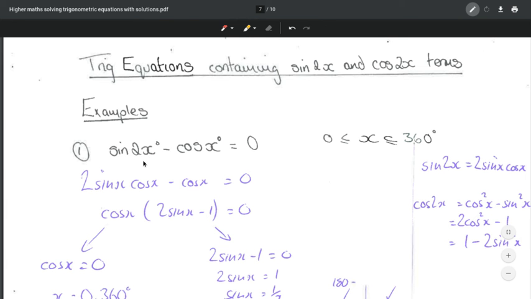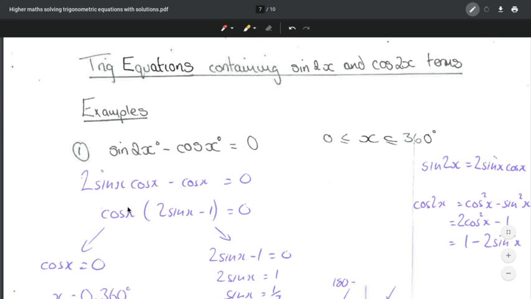So here we have a double angle, 2x. If I replace that with 2 sine x cosine x, remember guys, we are given that in the exam. We don't need to remember that, we just need to be able to use it. So 2 sine x cosine x minus cosine x equals 0.